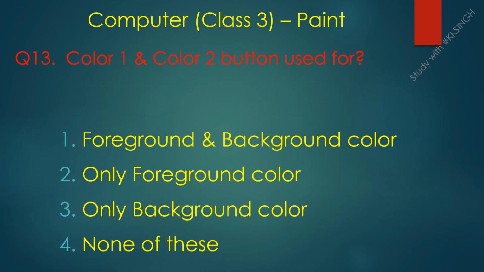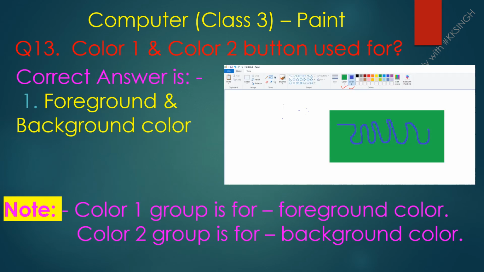Color 1 and color 2 buttons are used for what? Only foreground color, only background color, none of them. Color 1 and color 2 buttons are used for foreground and background color. Color 1 is for foreground color and color 2 is used for background color.